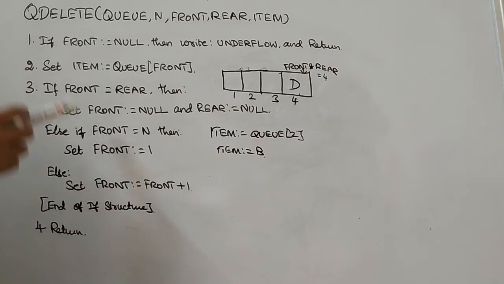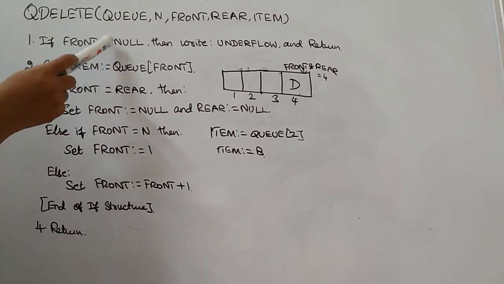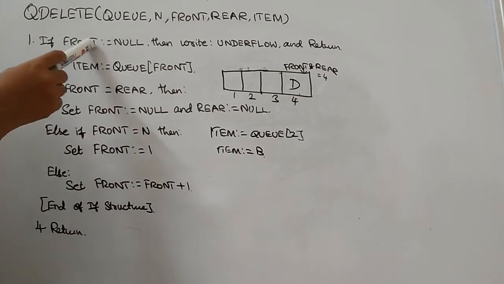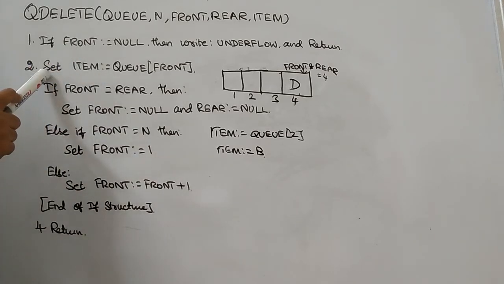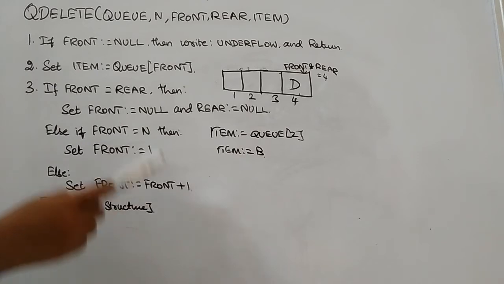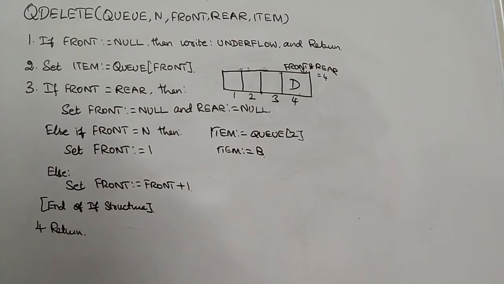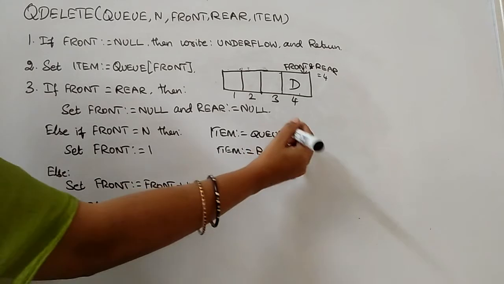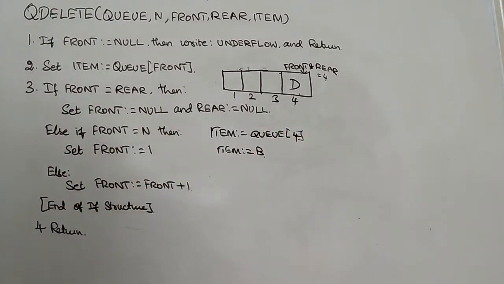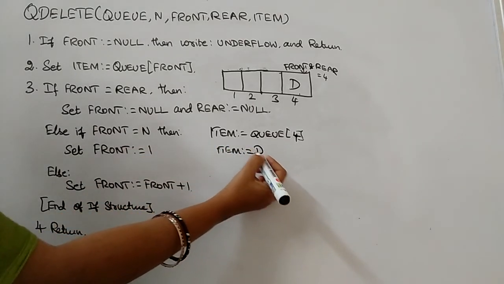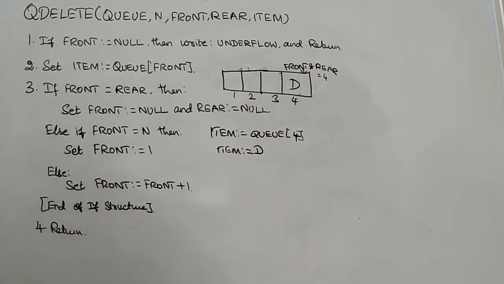Let's check that. First it will check the first condition: is front equal to null or not? Of course front is not equal to null. That's why program control comes to step 2. There we have written item := Q[front]. It means the front value is 4, so item := Q[4]. The character D will get stored in the variable item.